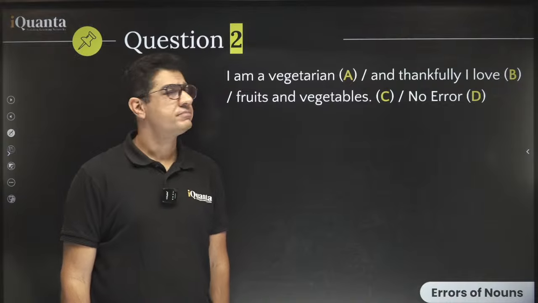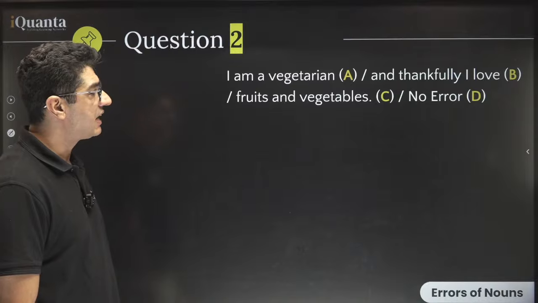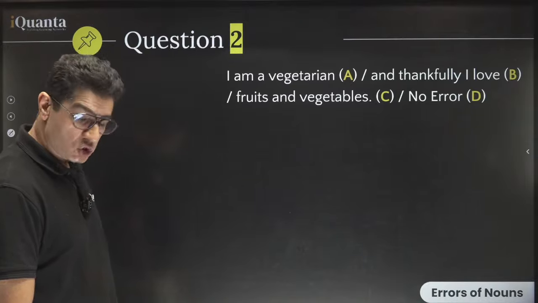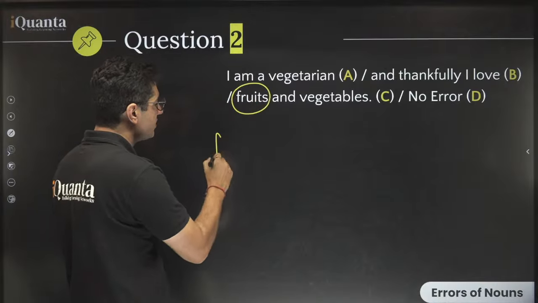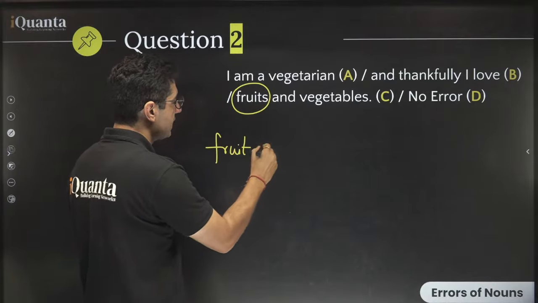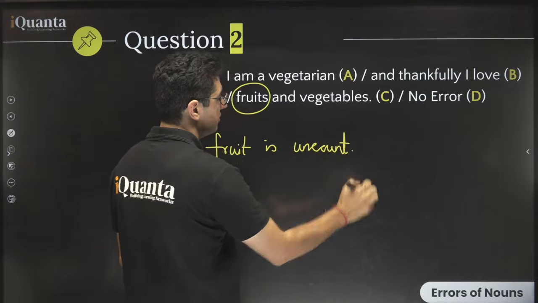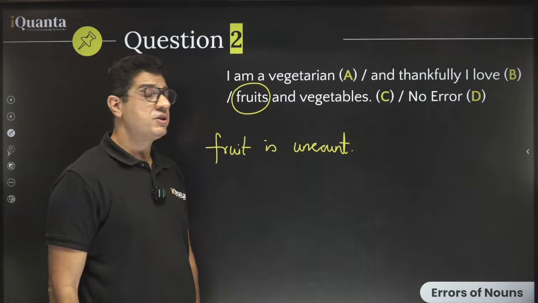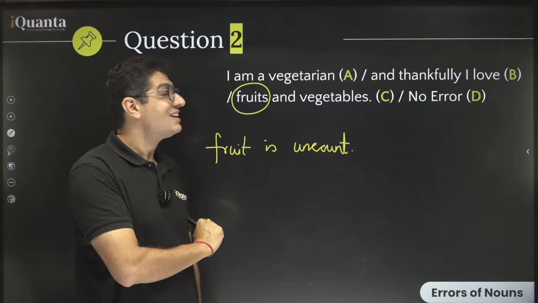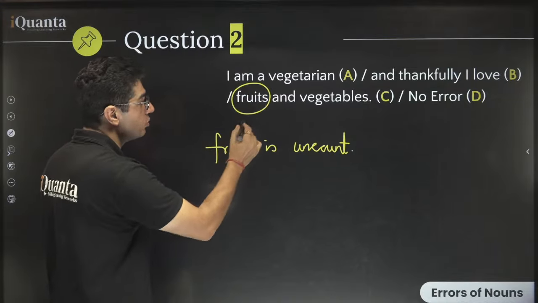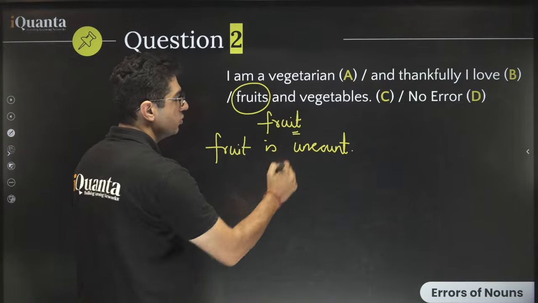Okay, so let's see. So I am a vegetarian and thankfully I love fruits and vegetables. So do you realize that fruit is uncountable? And because it is uncountable, you won't really use a plural here. So instead of using fruits, we should have used just fruit.